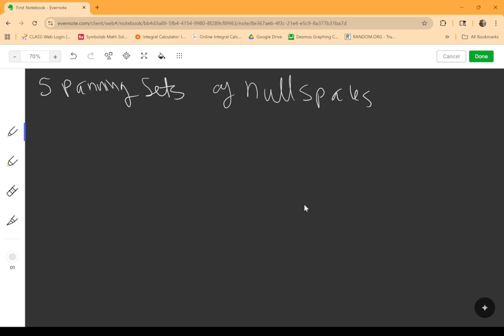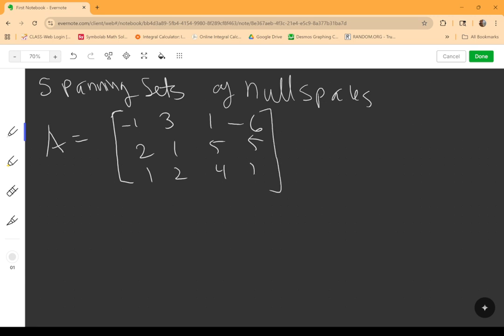So here we're going to take a look at the spanning sets of null spaces. Alright, so let's say that we had just some matrix A, which we define as -1, 3, 1, -6, 2, 1, 5, 5, 1, 2, 4, 1. Okay. And I want to find the null space of this, right? So the problem we've done before, right?